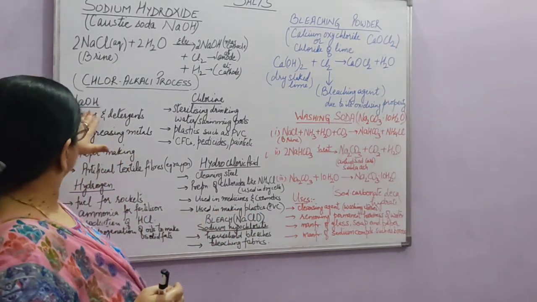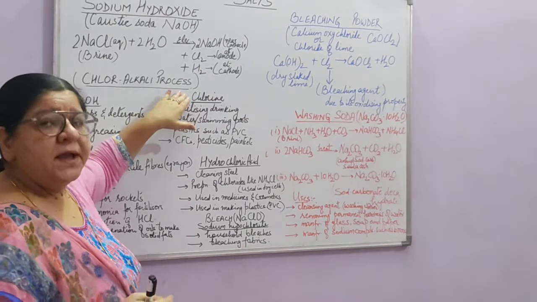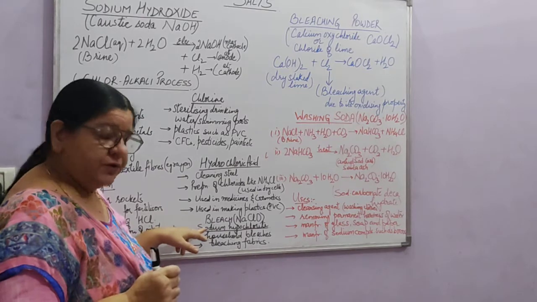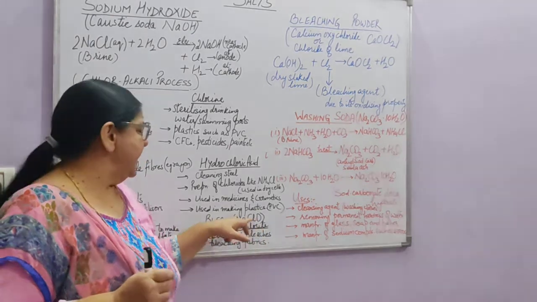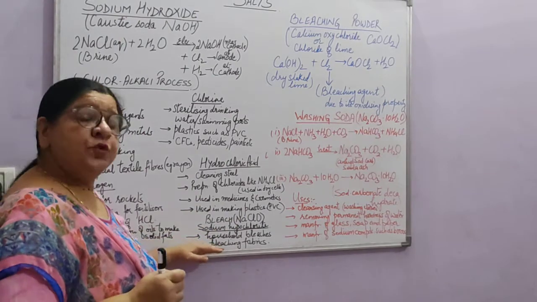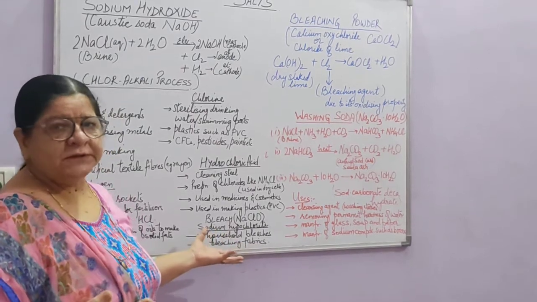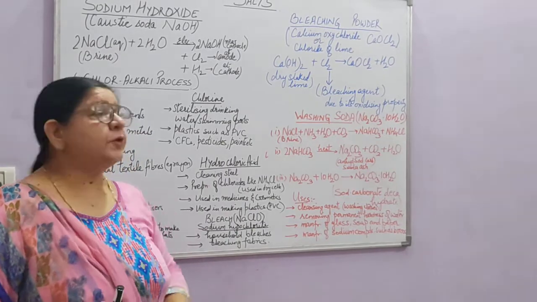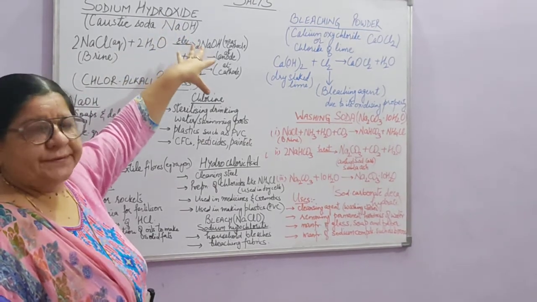Then NaOH plus chlorine, that is sodium hydroxide and chlorine, are combined together to produce a bleach known as sodium hypochlorite, NaClO. Now this bleach is used as household bleach, which we use in homes also. Then it is also used for bleaching fabrics. So this is a very important salt, sodium hydroxide.